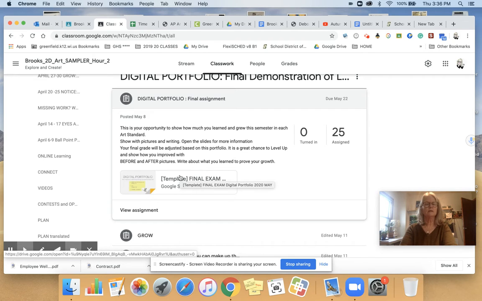So maybe it's low right now. If you are missing art standards, you won't be able to pass the class, but your grade won't go any lower if you do this. Okay, so make sure you do this.